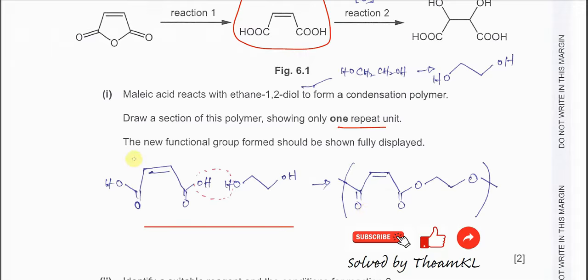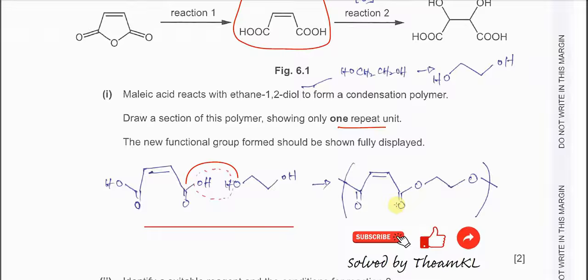So this one is the maleic acid, okay, with the 2 COOH. The COOH will react with, of course, the OH from the diol. So it will undergo this condensation reaction. So H2O will be removed and the new bonds will form, the C-O bond. So it will form this ester bond.